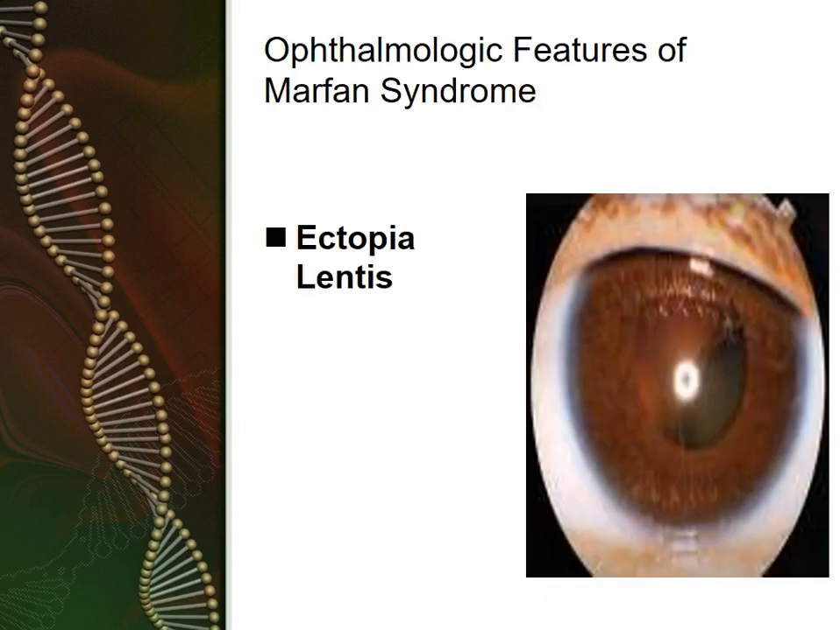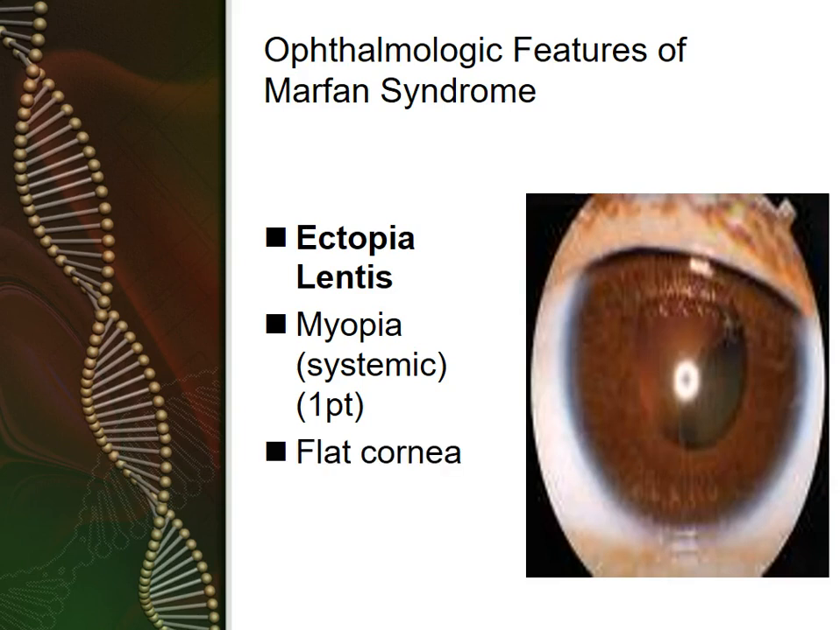Ophthalmologic: ectopia lentis. In Marfan syndrome, the lens goes up. In the metabolic disorders, we talked about in homocystinuria, it goes down. So this is a board-like question: the lens is upward. Some people think Marfans are tall, so the lens goes up. Myopia, again, is a systemic feature. And another thing an ophthalmologist may notice is a flattened cornea, as well as an elongated globe.